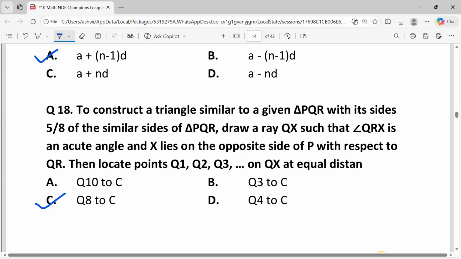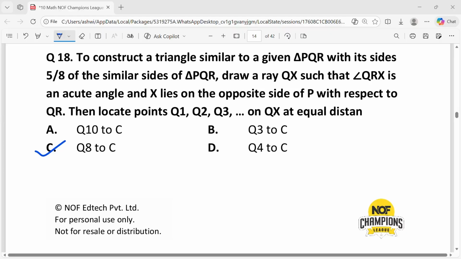The next step involves drawing a line parallel to Q8R through Q5 to find the new vertex R' on QR, and then a line through R' parallel to PR to find P' on QP.